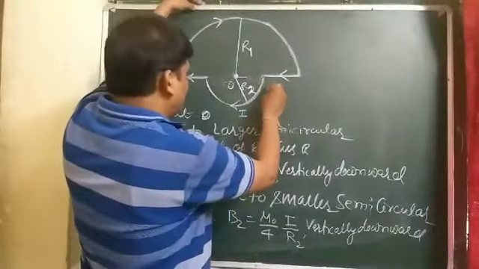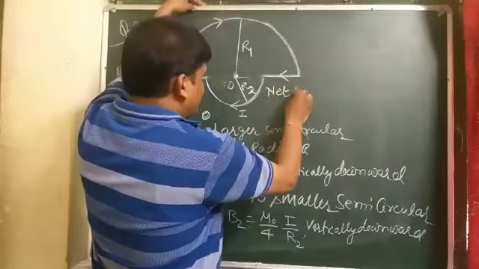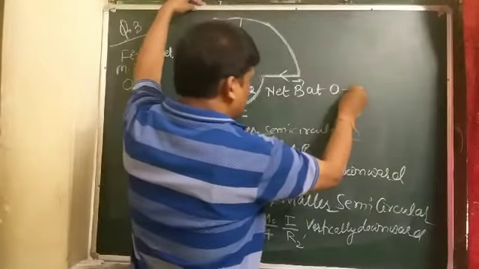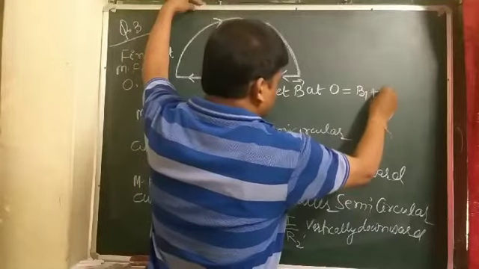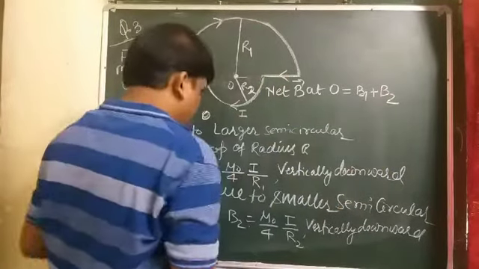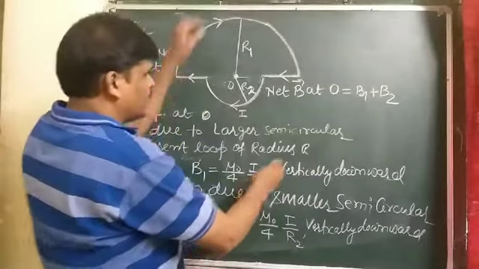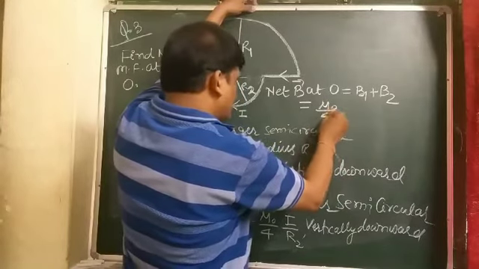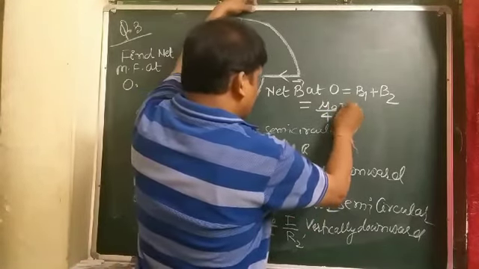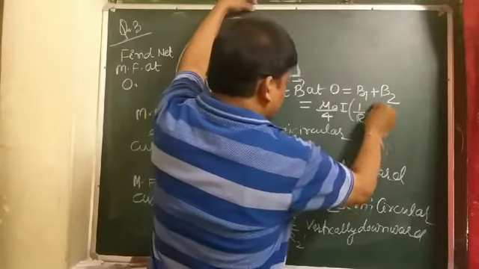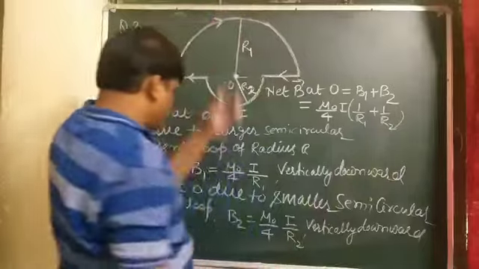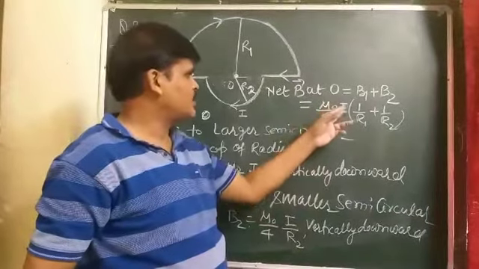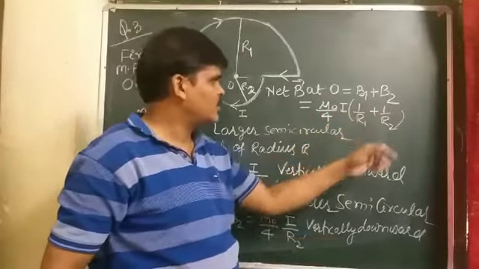So the net magnetic field at O is equal to B1 plus B2. B1 is mu naught by 4 pi I by R1, and B2 is mu naught by 4 pi I by R2. Taking mu naught I by 4 common, we get 1 by R1 plus 1 by R2.